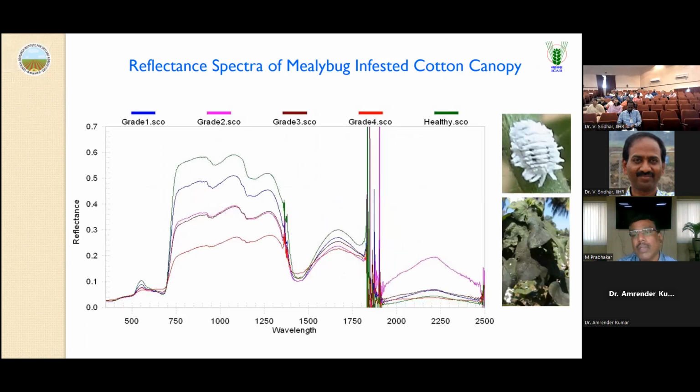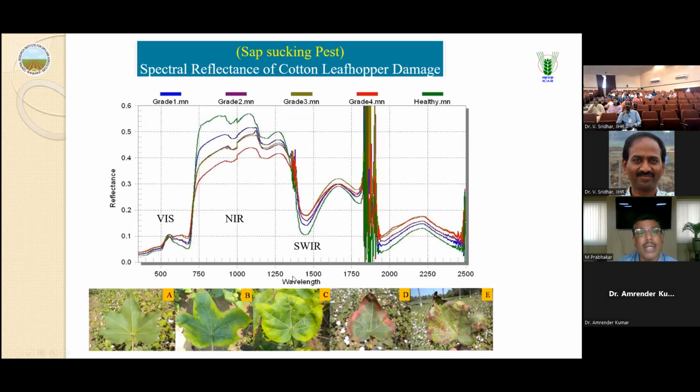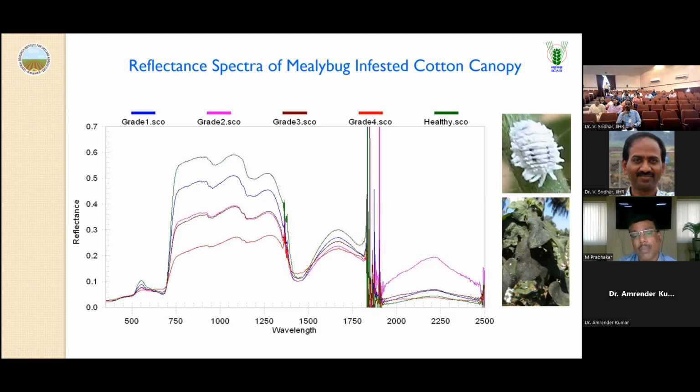Now, take the other example, cotton mealybug. You can see the difference here. There's not much difference in the visible region, but in the NIR region, the difference is huge between different grades of infestation. At the same time, not much difference in the short wave infrared region. So in the same crop, compared to the previous slide, this is the leaf hopper damage, this is the mealybug damage. So within cotton crop, the signatures for different pests are different. That's what I essentially would like to convey.